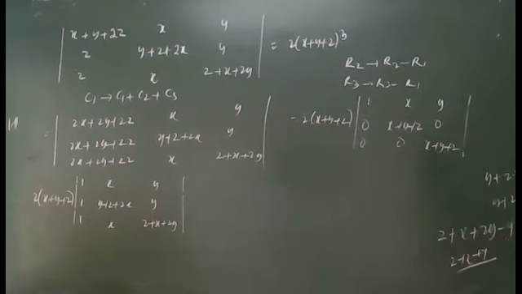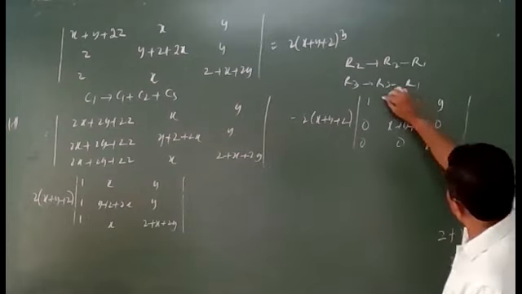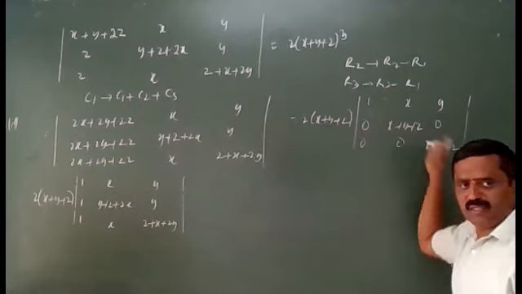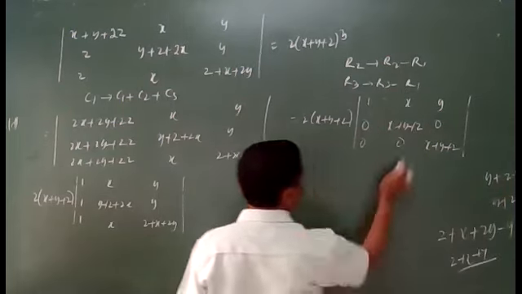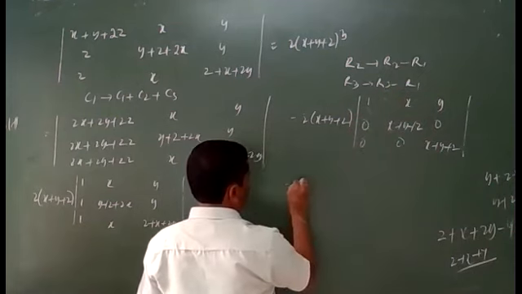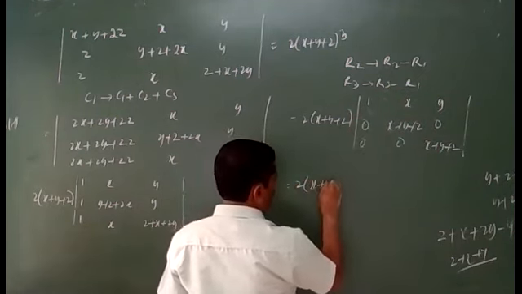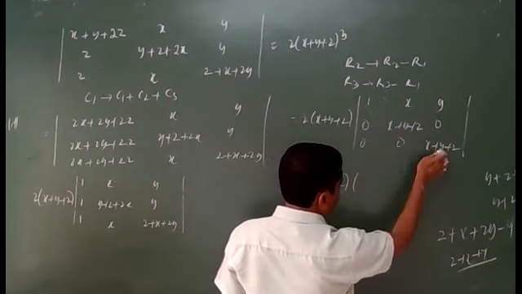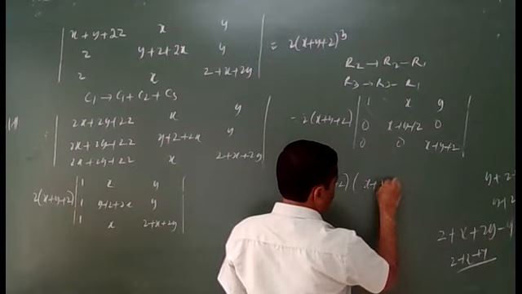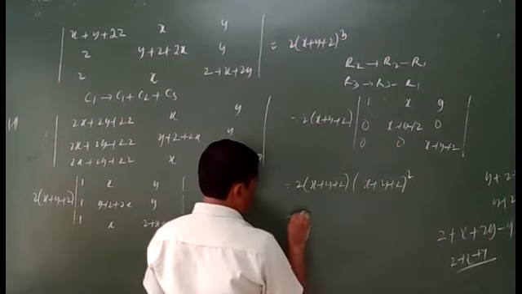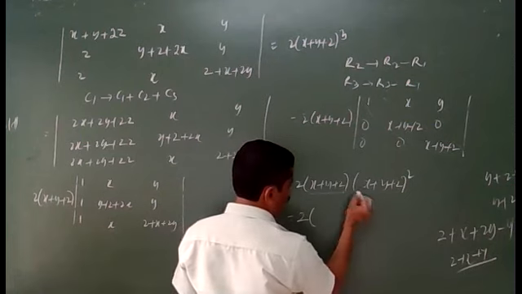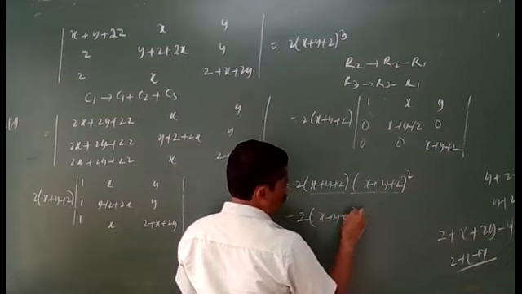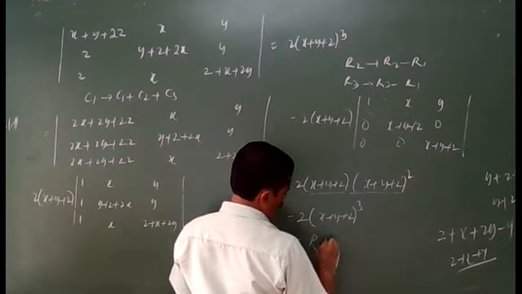Now, if on one side of the principal diagonal all the elements are 0, then the product of the principal diagonal elements is the value of the determinant. Therefore, that is equal to 2 of x plus y plus z into 1 into x plus y plus z into x plus y plus z, that is x plus y plus z whole square. Again, that is 2 of x plus y plus z into x plus y plus z whole square. We have x plus y plus z whole cube, that is equal to RHS.